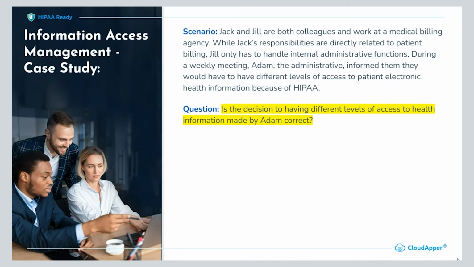Jack and Jill are both colleagues and work at a medical billing agency. While Jack's responsibilities are directly related to patient billing, Jill only has to handle internal administrative functions. During a weekly meeting, Adam, the administrator, informed them that they would have to have different levels of access to patient electronic health information because of HIPAA. Is the decision to have different levels of access to health information made by Adam correct?